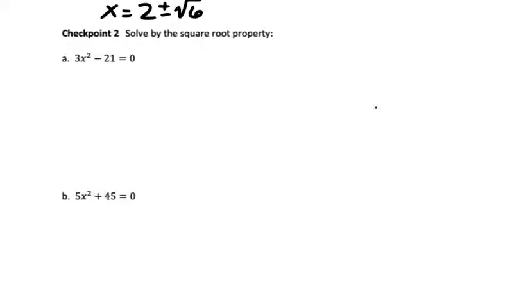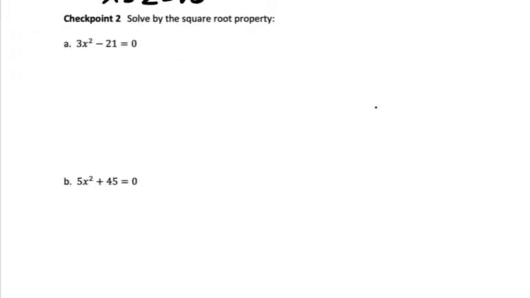So next you should look at the 3 problems in checkpoint 2. Do these in your notes, check your answers, and then move on with the rest of the video.